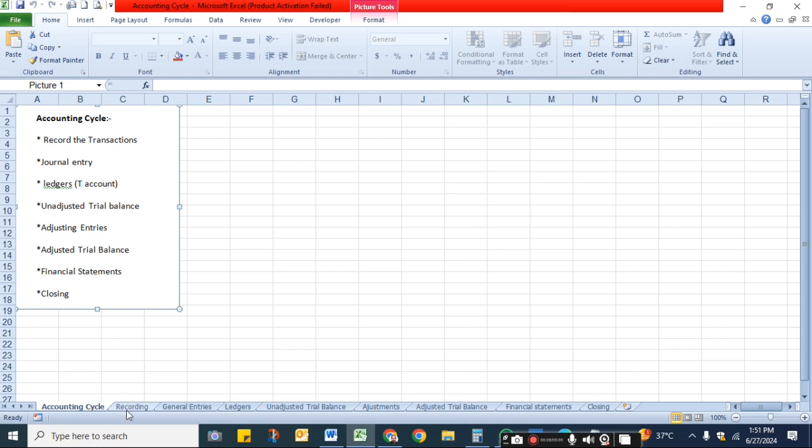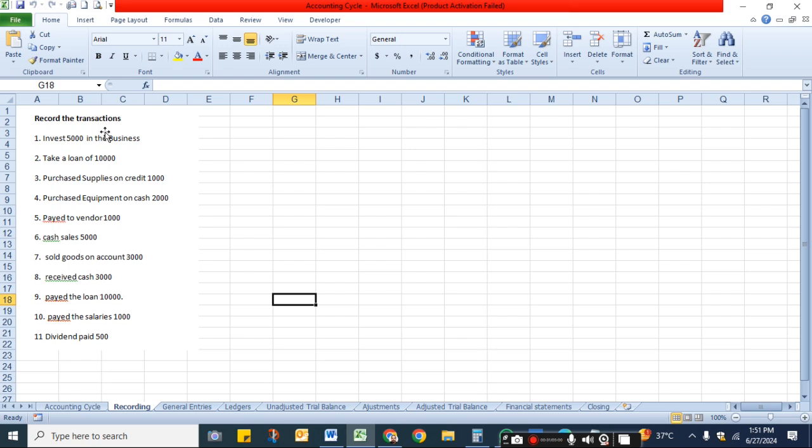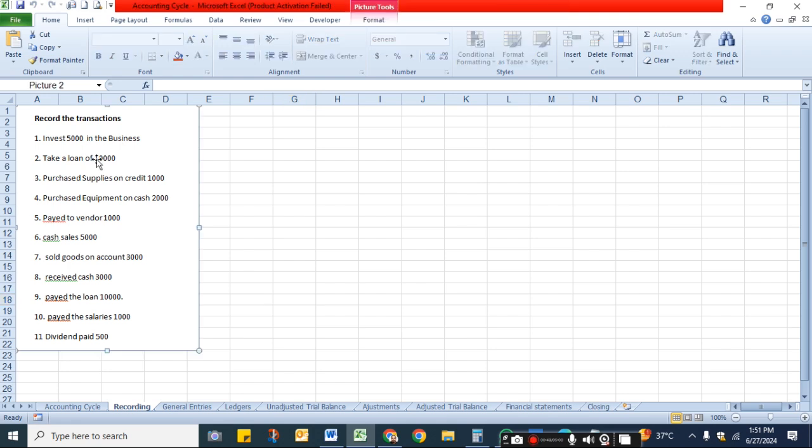So the first step is recording. For example, record the transactions: invest 5,000 in the business, take a loan of 10,000, purchase supplies on credit, purchase equipment on cash, paid to vendor, cash sales, sold goods on account, received cash, paid the loan, paid the salaries, dividend paid. Throughout the year, these transactions happened, right?